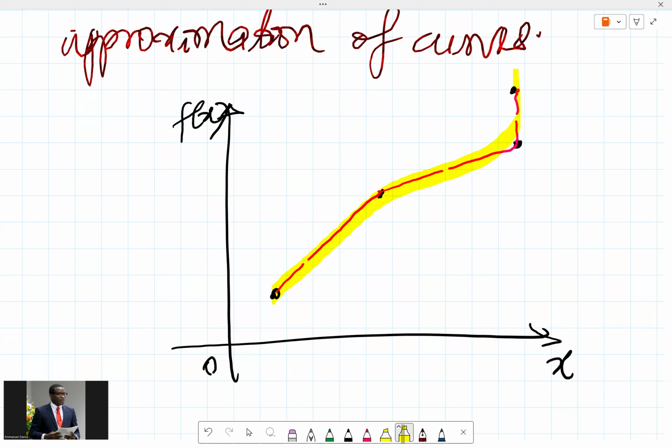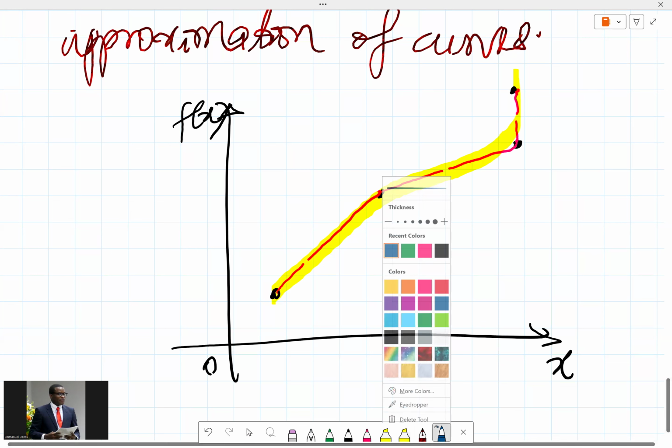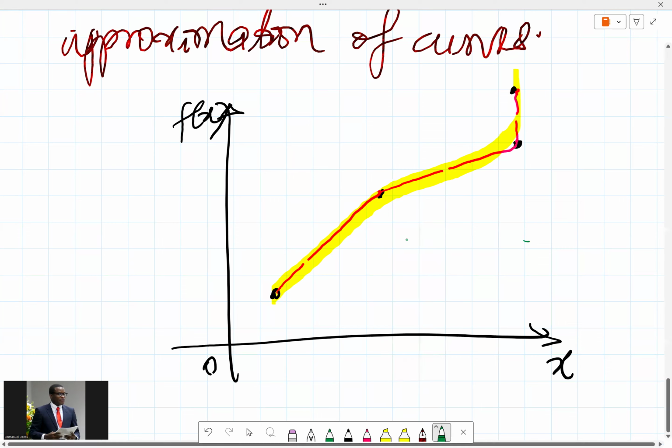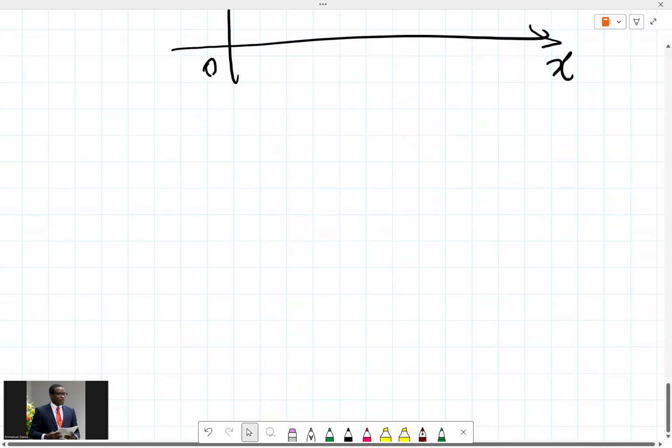Towards the end of the video, I'm going to show you a Python implementation of cubic spline so you understand what this is about. But for now, let's keep going. So now let's talk about characteristics of cubic spline, since that's our focus.